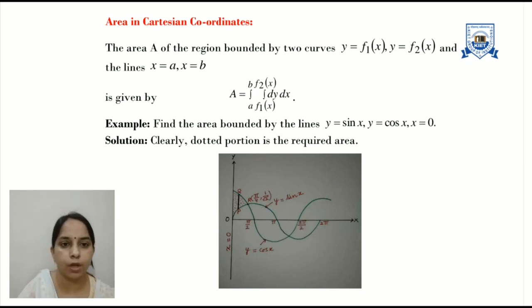Now talking about the limit of x, for the limit of x we go from left to right. On the left the region is bounded by the line x equals 0. So the lower limit of x is 0. Now for the upper limit of x, we are to find the point of intersection of the two curves y equals sin x and y equals cos x. On solving these equations, we get tan x equals 1, and tan x equals 1 gives us x equals pi by 4. So the upper limit for x is pi by 4.